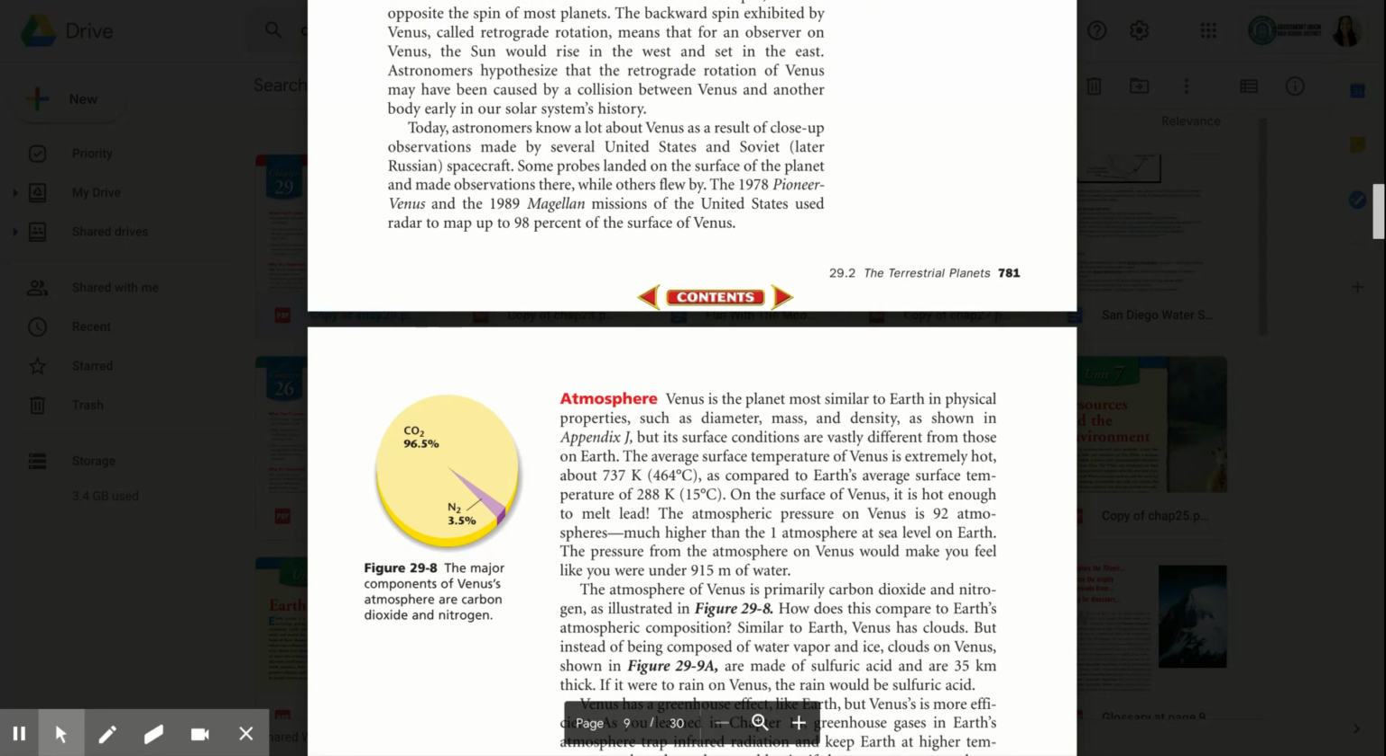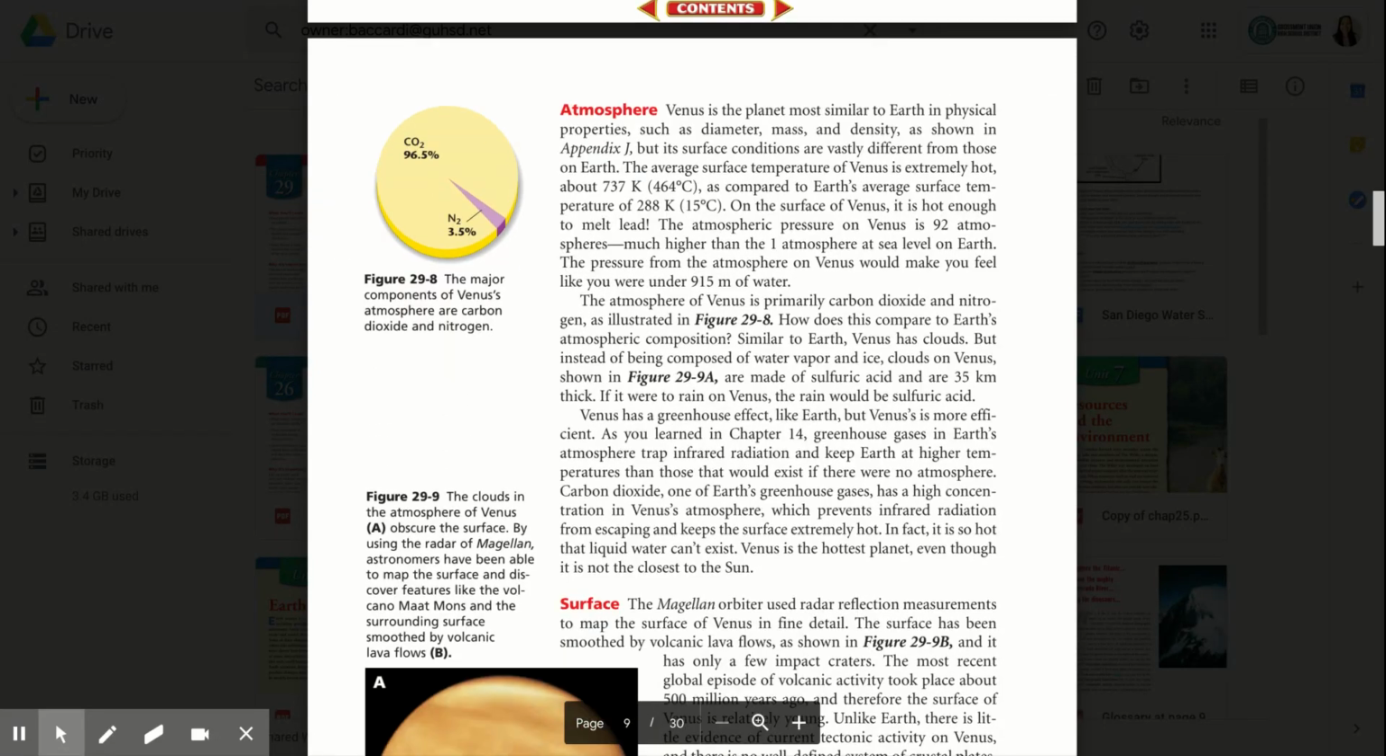Today, astronomers know a lot about Venus as a result of close-up observations made by several United States and Soviet, later Russian, spacecraft. Some probes landed on the surface of the planet and made observations there, while others flew by. The 1978 Pioneer Venus and the 1989 Magellan mission of the United States used radar to map out 98% of the surface of Venus.